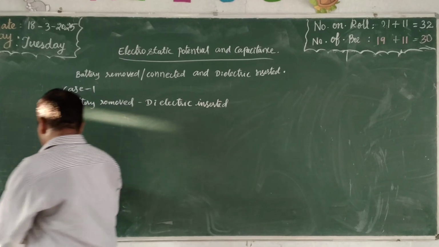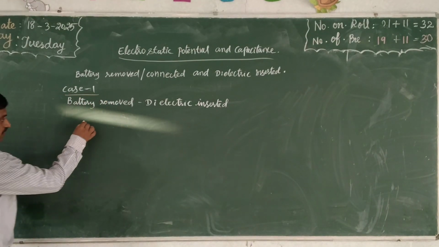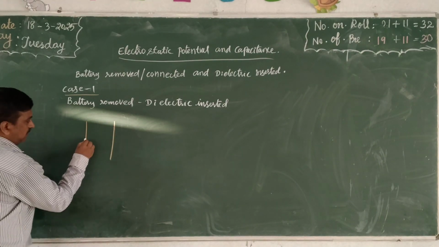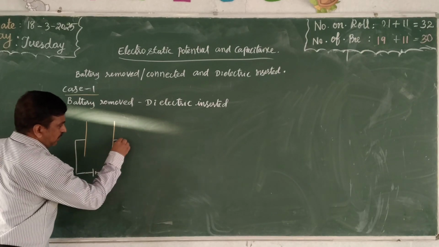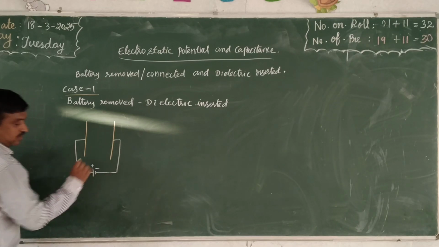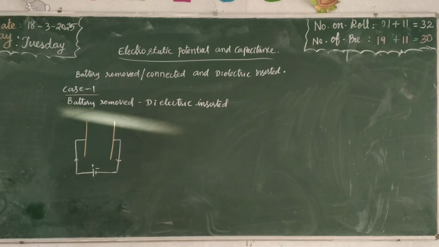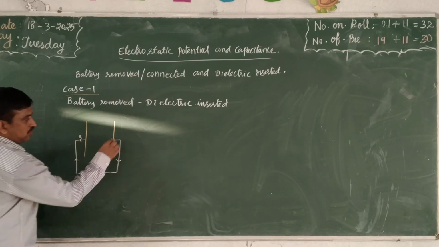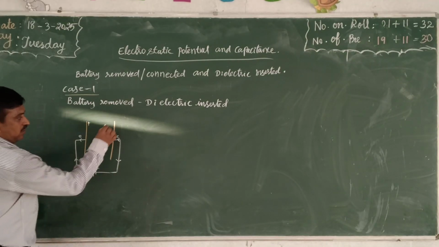First, case 1: battery removed and dielectric inserted. See here, it is the parallel plate capacitor, connected to a cell or battery, with a positive and a negative terminal. Current is flowing in this direction. The battery is an energy supply source. Because of this energy, it takes electrons from this plate and places them on the other plate, so here we get plus and here we get minus.